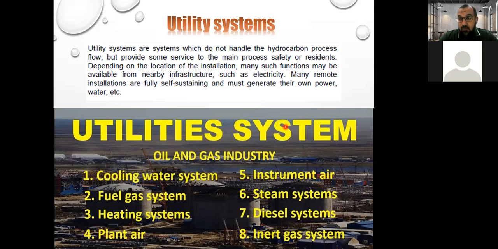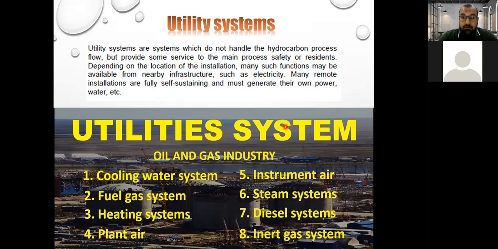It sometimes is also motorized using an electrical source, but the other type is pneumatic, which uses an air source. So we need to have a plant air utility to feed the control valve every time. So this kind of utility is required. Also, you need to have steam. Why do you need to have steam?